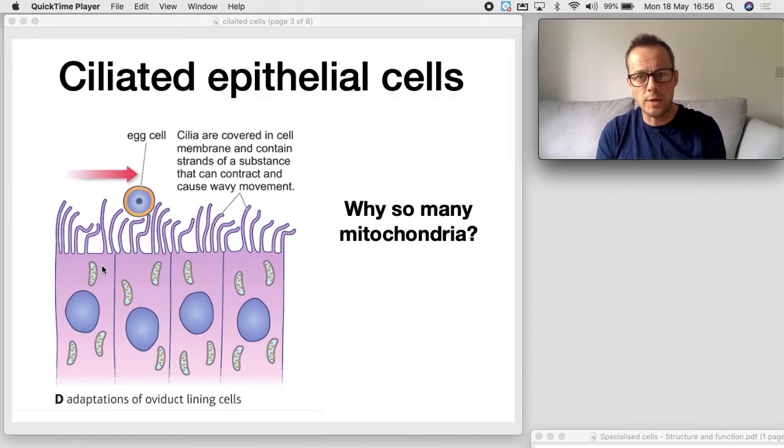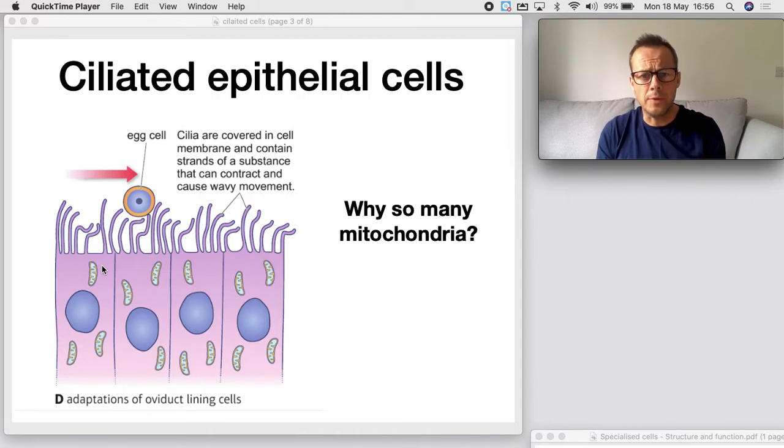Now I've put a little question there, which is, why are there so many mitochondria in these cells? So if you just have a pause for a minute, pause the video, have a think about why there would be so many mitochondria in cells that have ciliated epithelial cells.